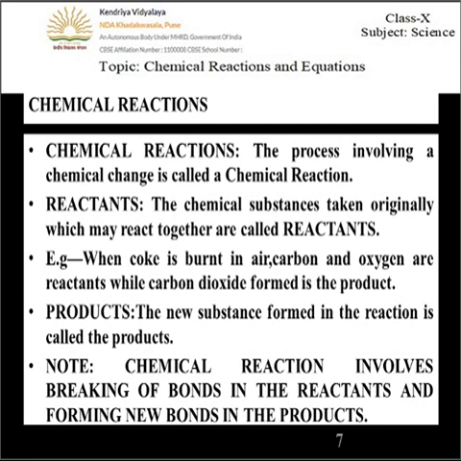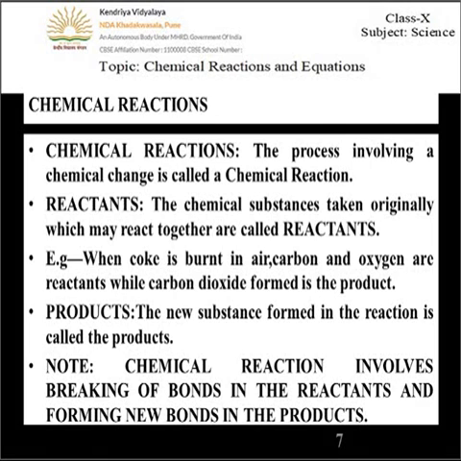For example, when coke is burnt in air, coke is a form of carbon. So when carbon and oxygen mix together, they are the reactants, and they give us a very new product which is carbon dioxide. So this carbon dioxide formed is the product. So products are the new substances which are formed in the reaction.